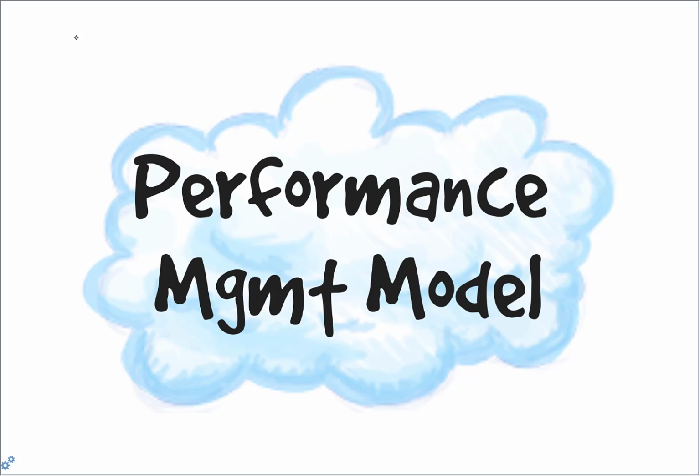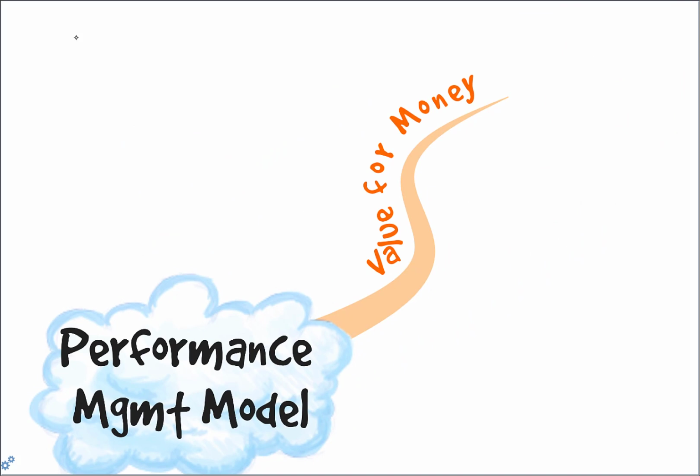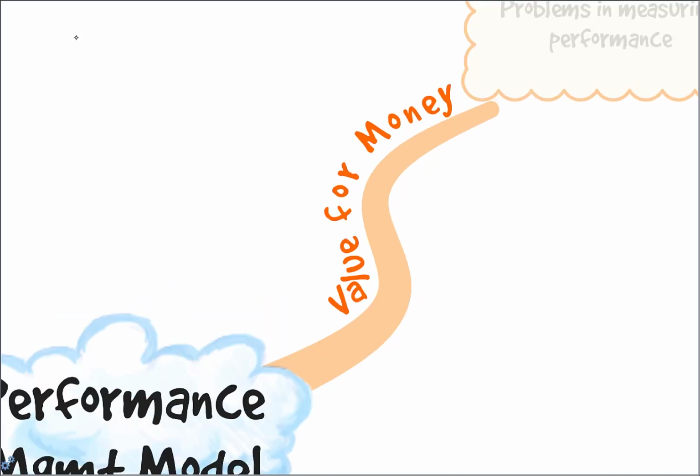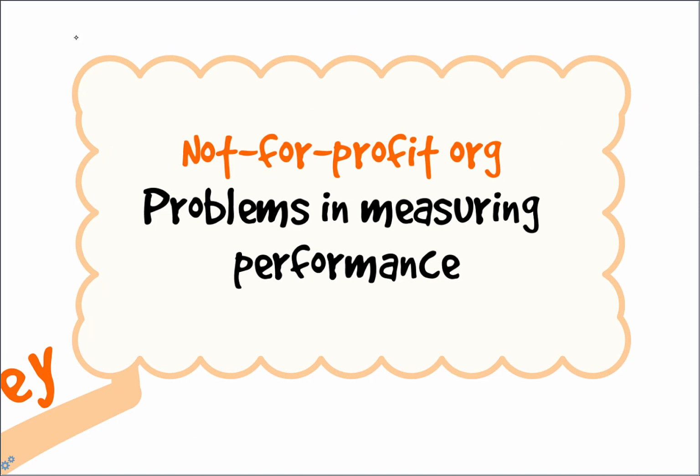So enjoy. The very first performance management model that I want to talk to you about is VFM. It basically refers to the 3 E's of performance measure. Now, this value for money measure is suitable for a not-for-profit organization, because when we talk about a not-for-profit organization, generally there will be some problems when measuring its performance. The very first thing: all our financial measures in this case are no longer relevant because they are not expected to make profit.